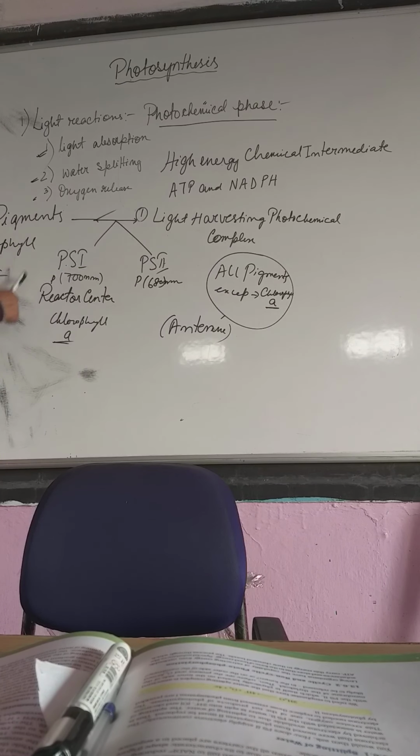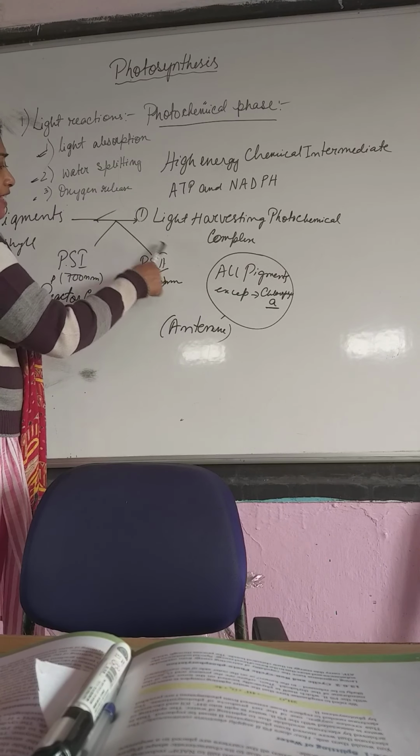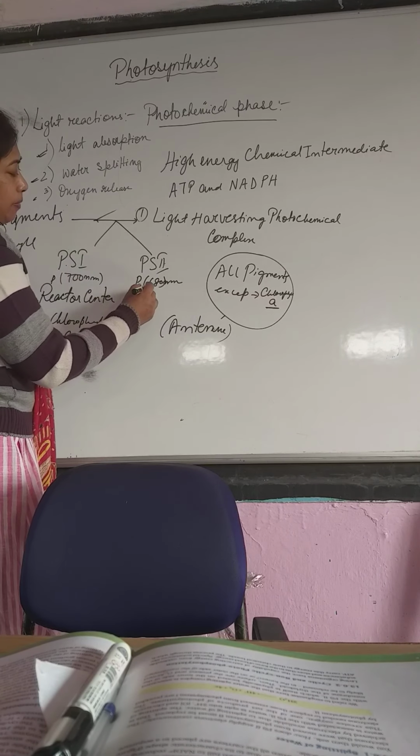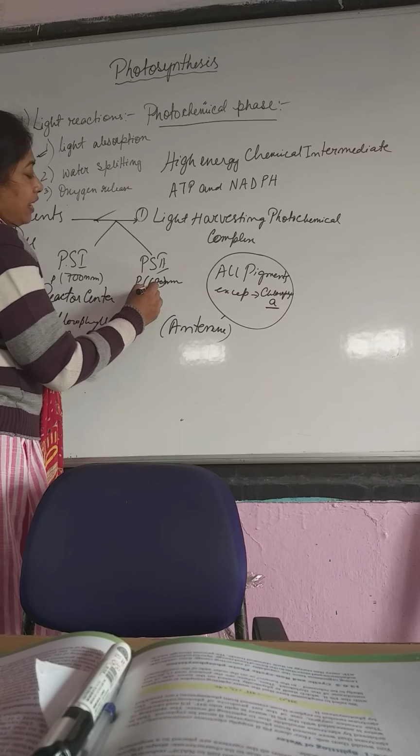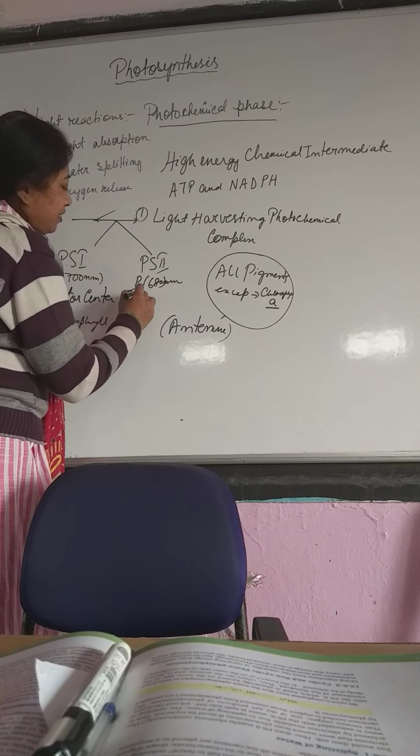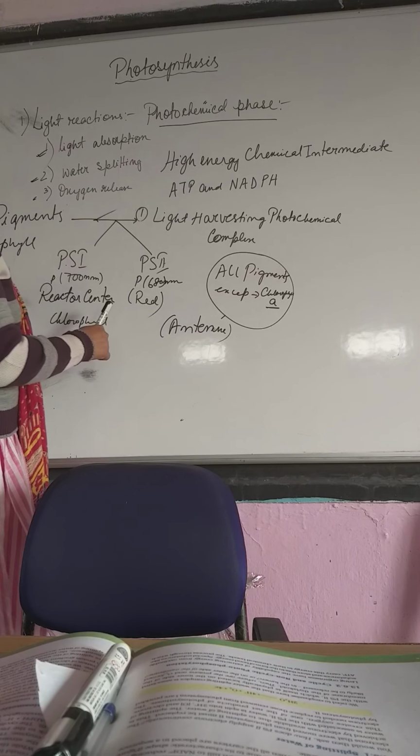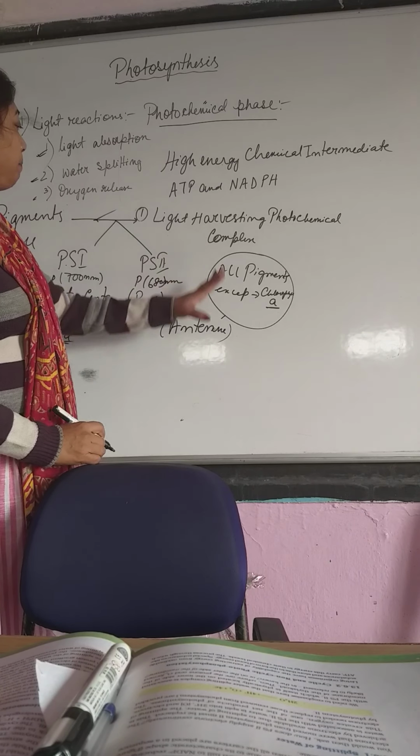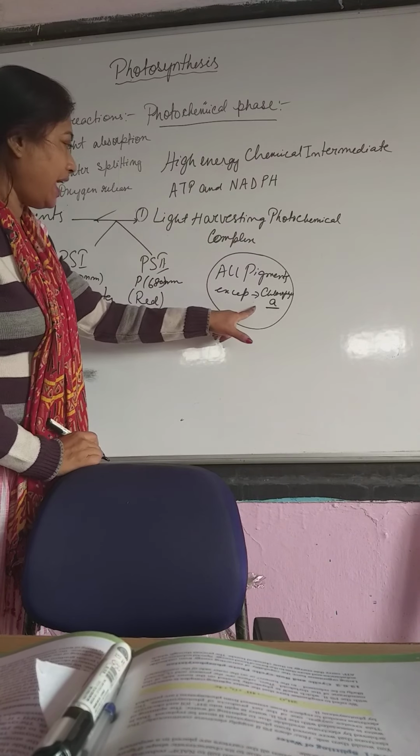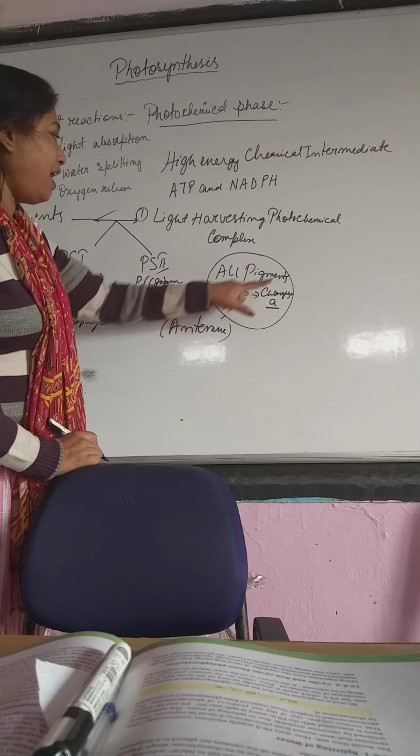Now you see the reaction. PS2 is capable of absorbing light of wavelength 680 nm, generally the red portion of the normal light. One thing I missed out: all the pigments together except chlorophyll A form a complex, and that is known as the antenna complex. They are helpers of chlorophyll A that increase the effectiveness of photosynthesis.